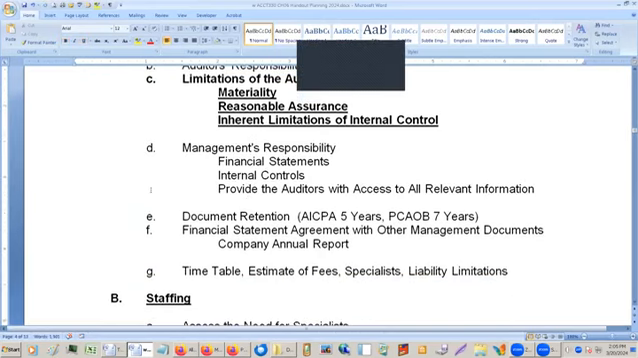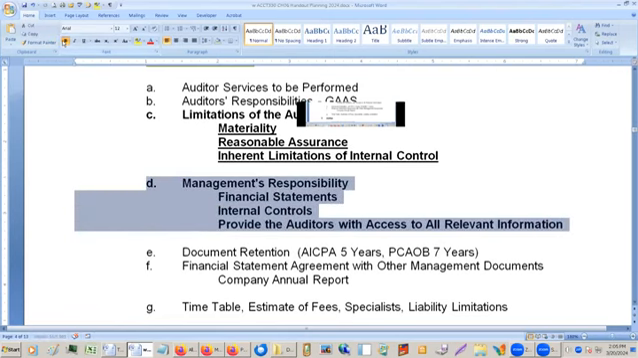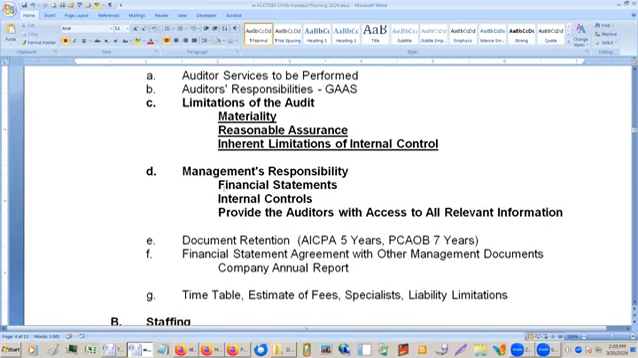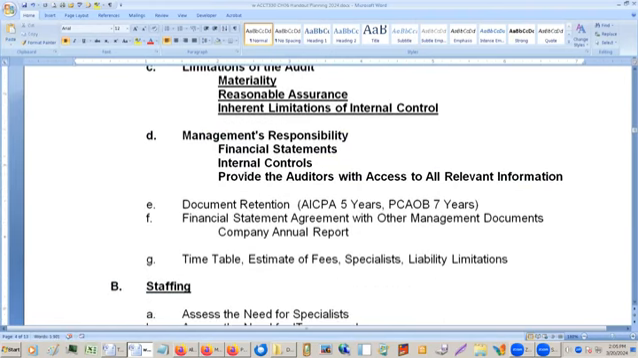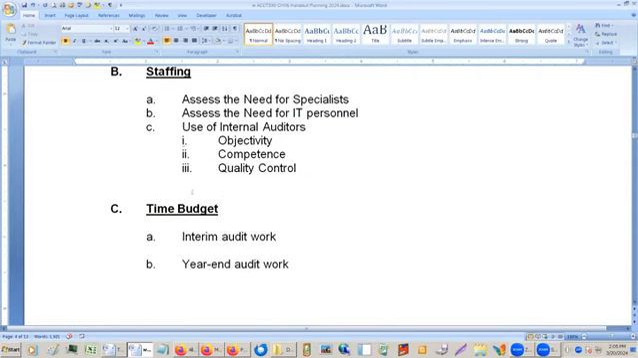Okay, management's responsibility. This is one of those things that you have to really make clear, is that management has responsibility in the audit to give you all the information you need. And you can read through some of this other stuff. One of the interesting things is the staffing of it, and especially for large companies, internal auditors. This is what I actually was, an internal auditor.